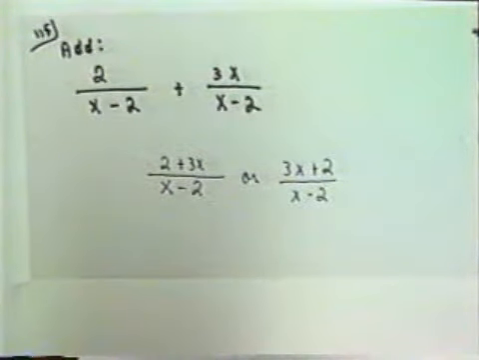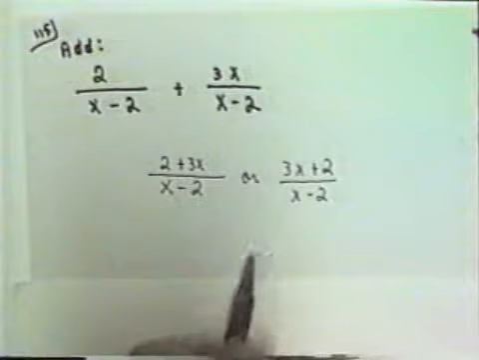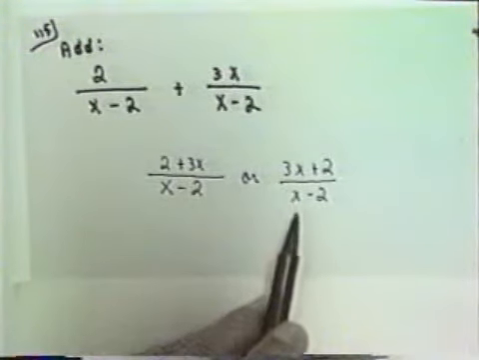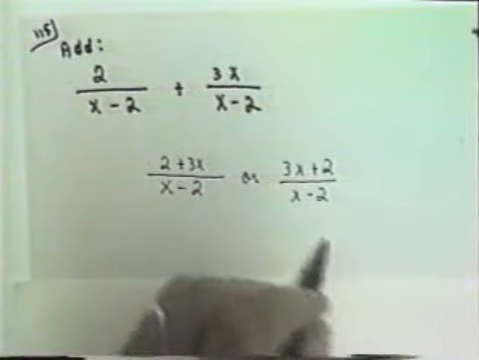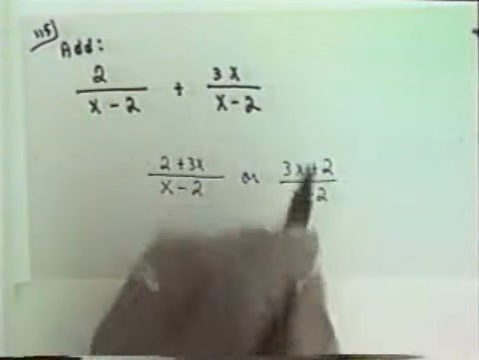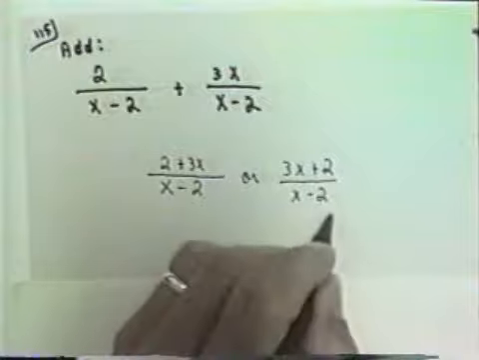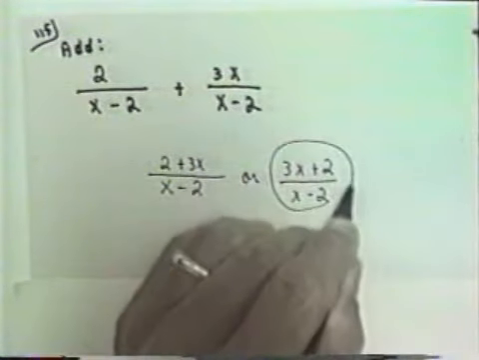Now we want to reduce if possible. Well, remember, you cannot reduce unless you can factor. And I cannot factor 3x plus 2, so therefore I know that I cannot reduce. So my answer would be 3x plus 2 over x minus 2.